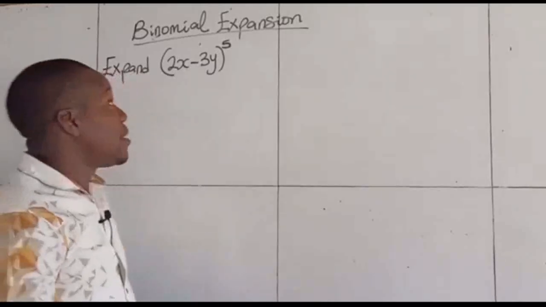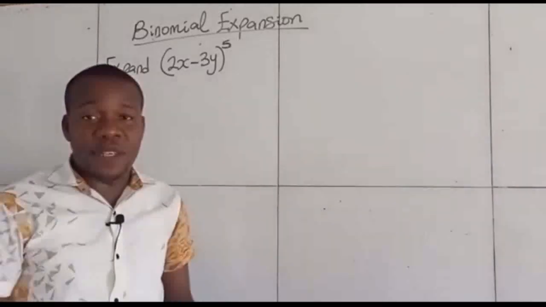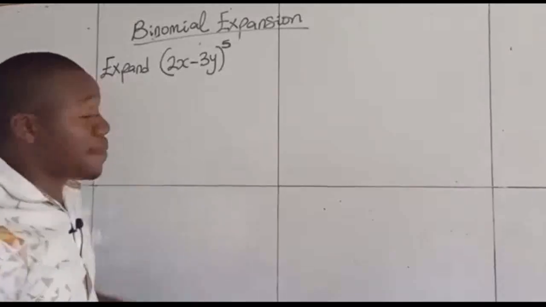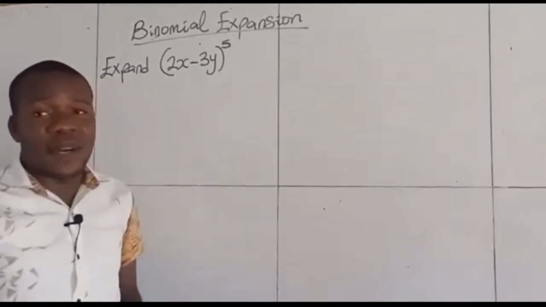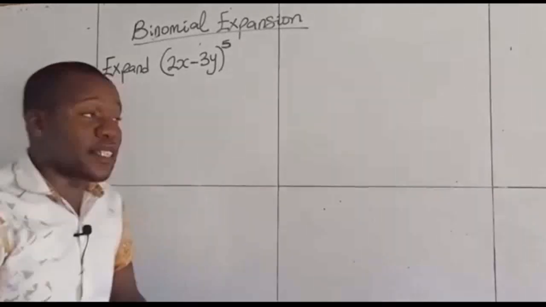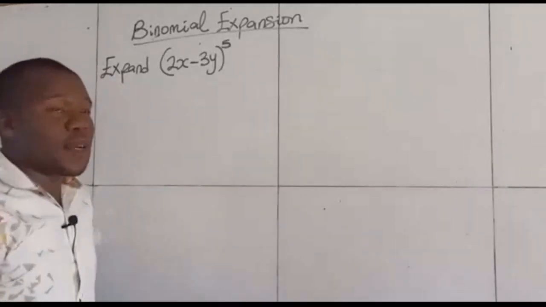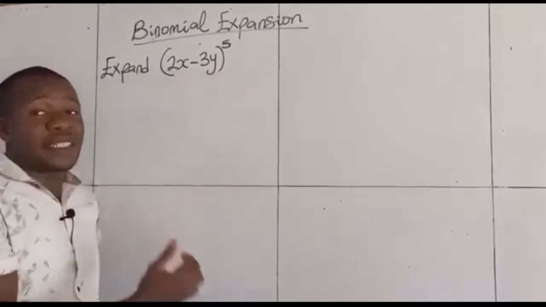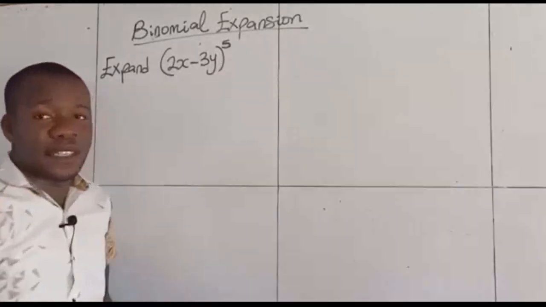Today, we want to talk about expansion of binomial expressions. So we have: expand 2x minus 3y raised to the power 5. So we'll do this as quickly as possible. By expansion, we are multiplying this term with itself in 5 places because the power is 5.